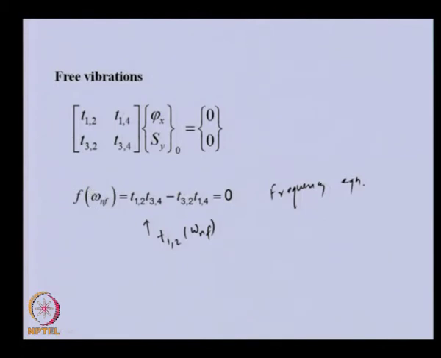Basically, if we express this as a function of omega nf and plot it with respect to omega nf for various values, let us say from 0 to some value, we expect this function will vary and intersect the line of 0 at various locations. All these intersections will give us the roots, which will be the natural frequencies of the system, and depending upon the degrees of freedom of the system, we expect that many intercepts from this function.